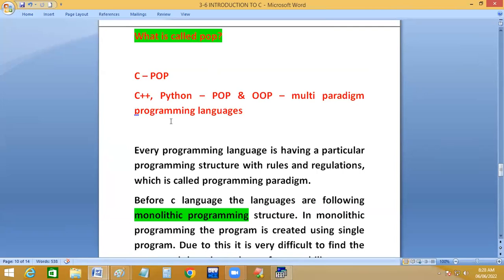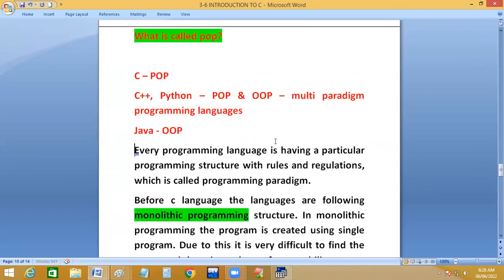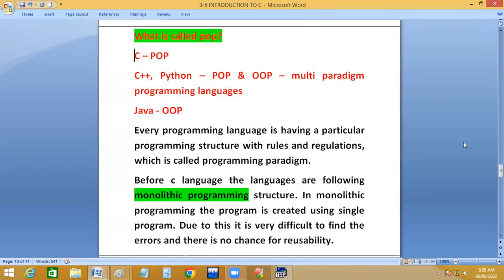And one more thing, I already said, it is an interview question. What is called multi-paradigm programming? When a language supports more than one programming structure, it is called multi-paradigm. C supports only POP. Java supports only OOP. Here only one structure, Java also one structure. But C++ and Python support both structures. That's why it is called a multi-paradigm programming language. Clear? Okay. Now take the snapshot. Everyone just take the snapshot, guys.